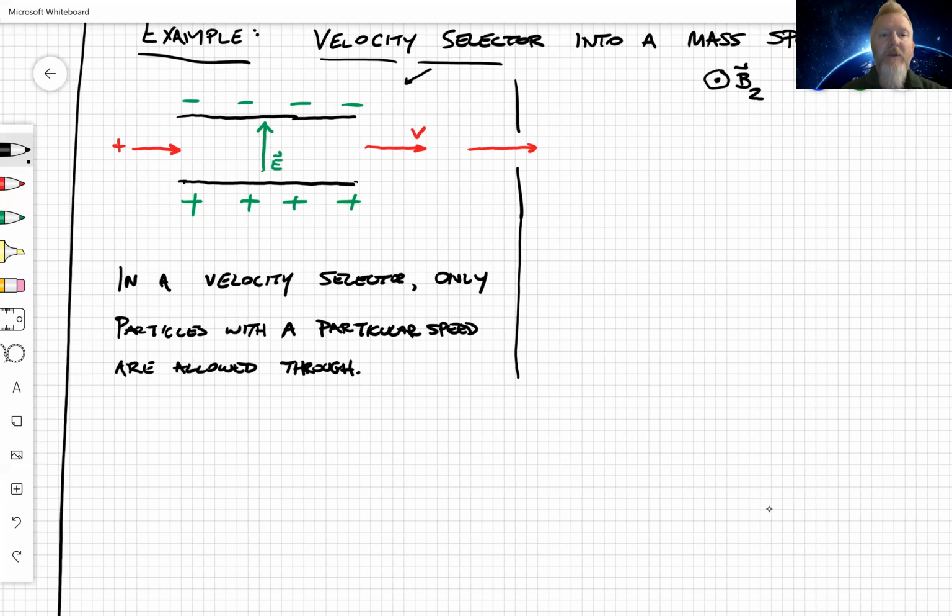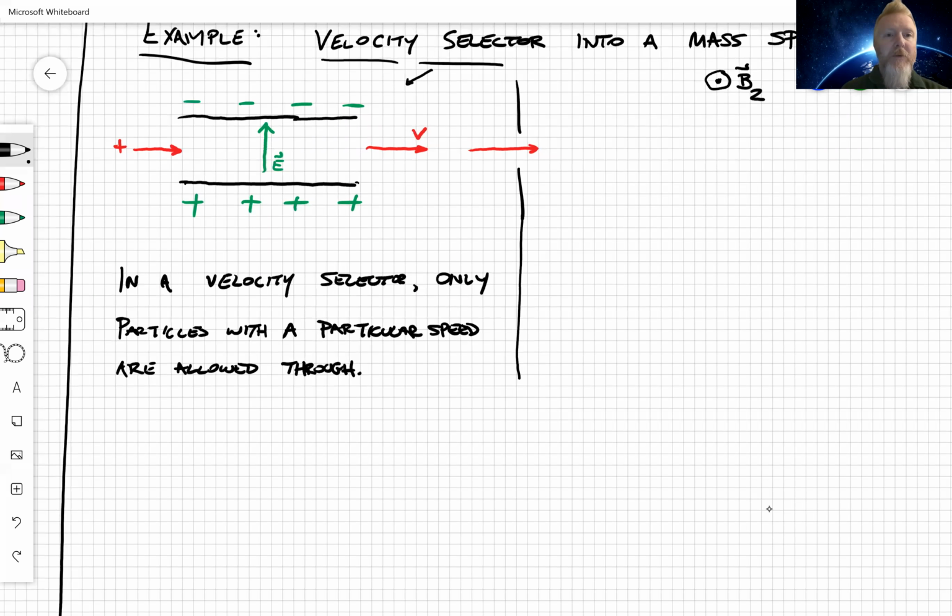So what happens then is that the force upwards on the charged particles, right, is QE. Well, if we're going to have charges move through in a straight line, what must be the force direction produced by the B field?